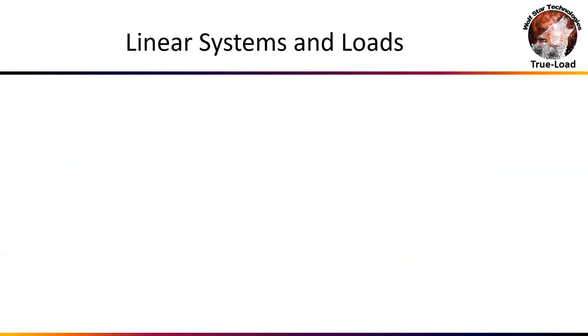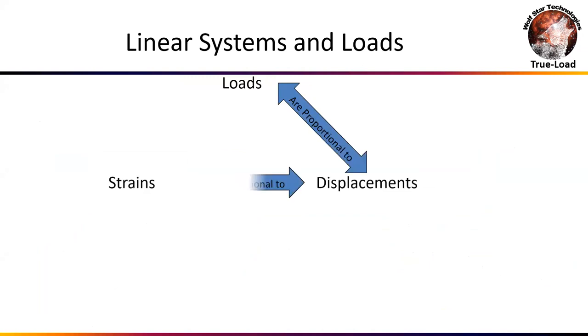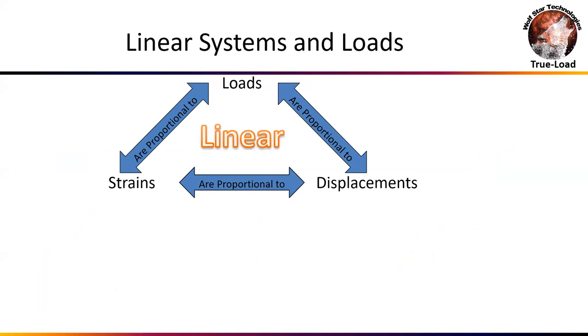Okay, this is all based on linear systems and loads. Linear systems are where loads are proportional to displacements, displacements are proportional to strains, and strains are proportional to loads. Now, I fully understand everything in life is nonlinear, but we're turning your part into a load transducer. So we're going to target nominal areas on your part to lay strain gauges.